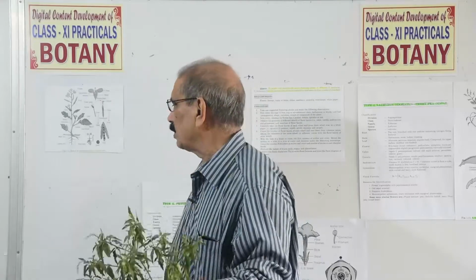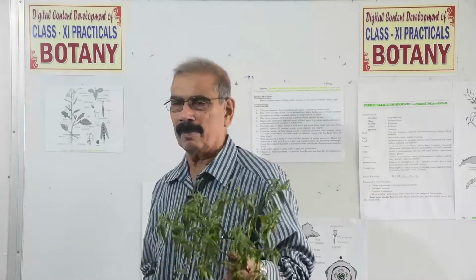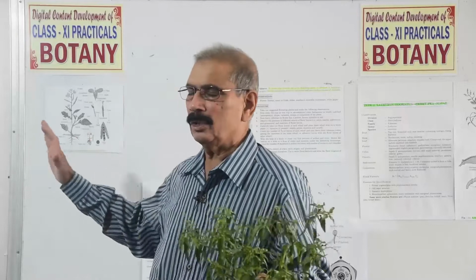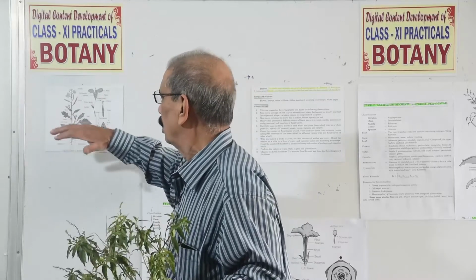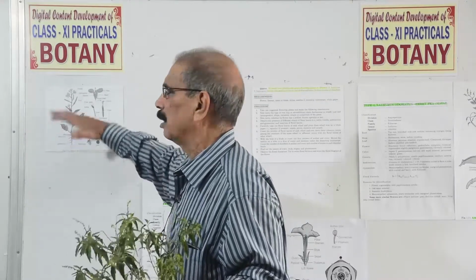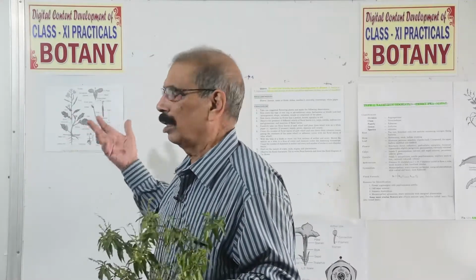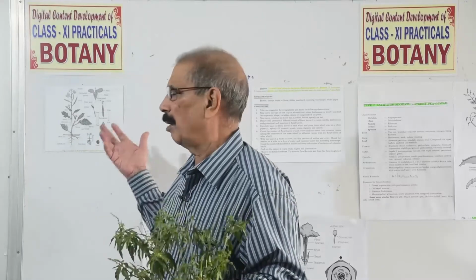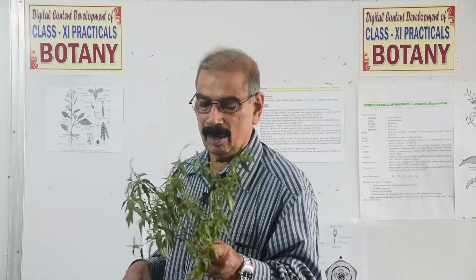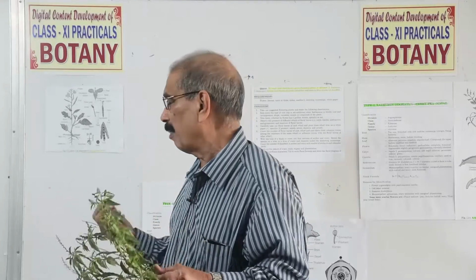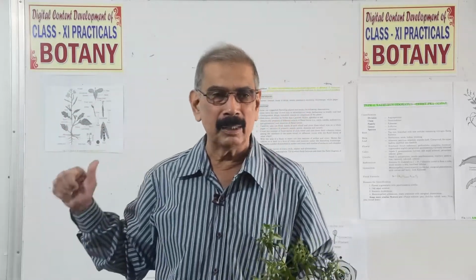And this is the first experiment, the description of a typical angiospermic plant. Students have to label all these plants and describe the function of different parts. What is root, root system, secondary root, tertiary root, and stem, shoot system, branches, leaves, fruits, flowers, nodes, internodes, pedicels, petioles. There is no stipule here. In some cases, stipules are also there. So they have to describe this typical angiospermic plant.